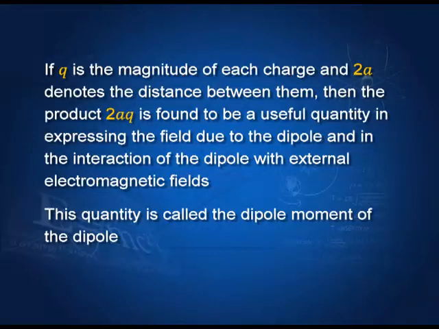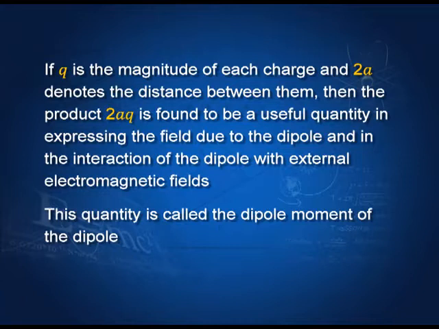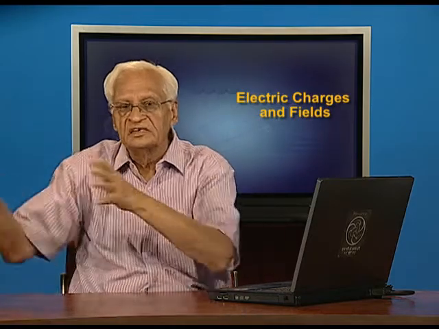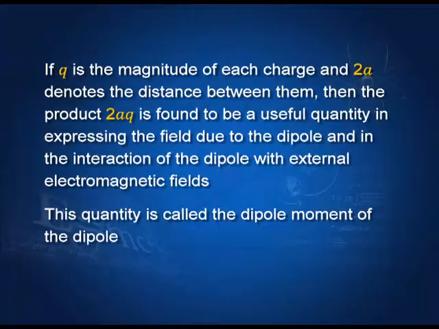the dipole moment. The distance between the two we denote by 2a. We shall find that 2a is very convenient. So, the distance is 2a, q is the charge, and therefore, 2aq is the dipole moment. Why is this 2aq important? We shall see that if we study the interaction of the dipole with other fields, then this quantity appears everywhere, 2aq, and that is why it is important and it is called the dipole moment.